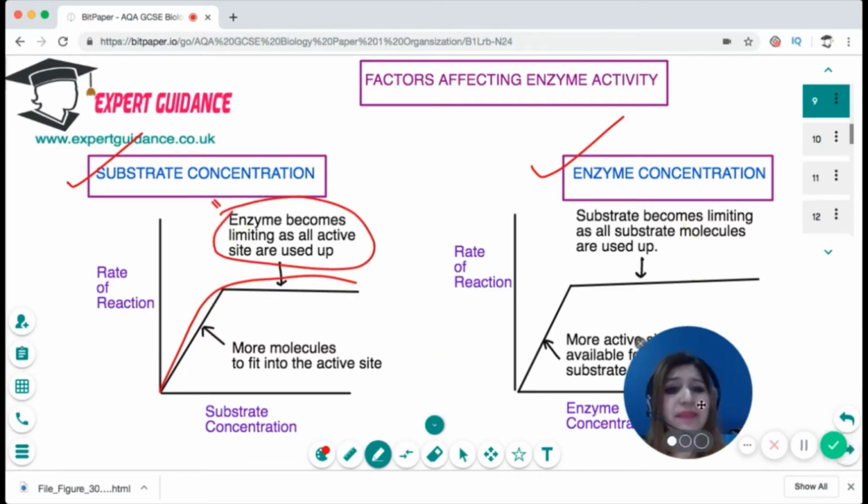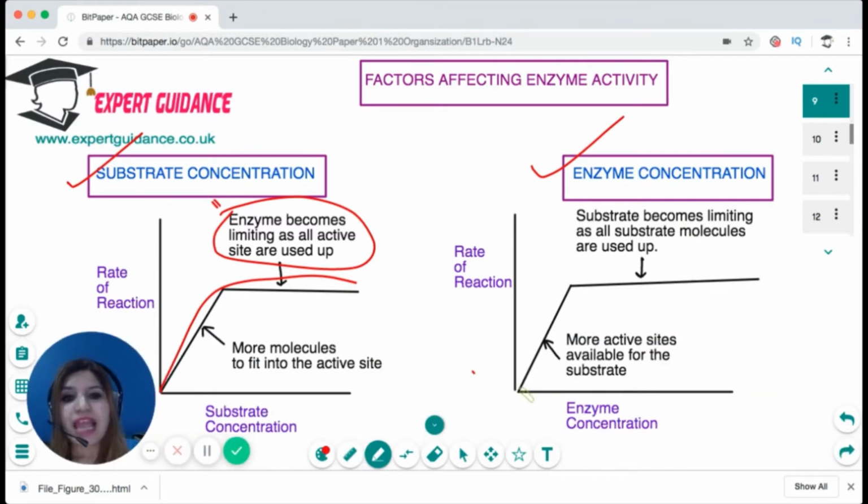The same thing works with the enzyme concentration. As we increase the enzyme concentration, there'll be more active sites for the substrate molecules to bind to. But after that, further increasing the enzyme concentration will have no effect because then all the substrate molecules will be used up. So substrate will become limiting. So the graph will level off.